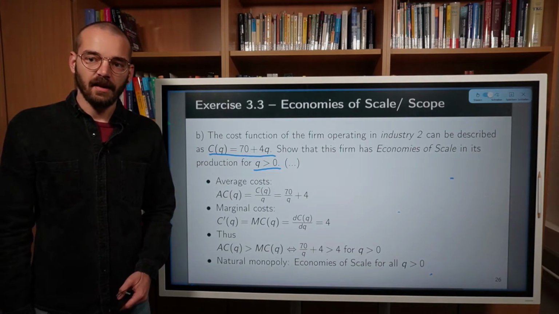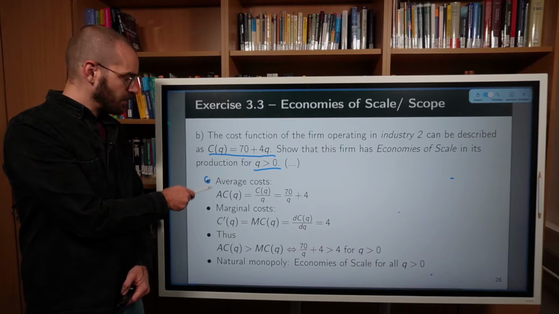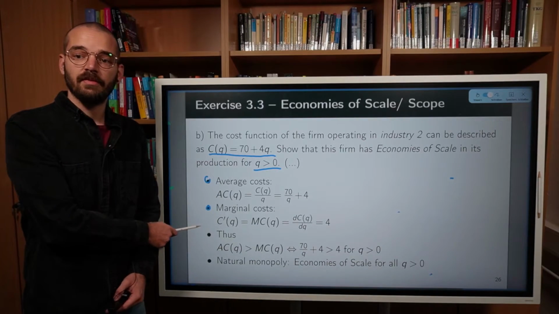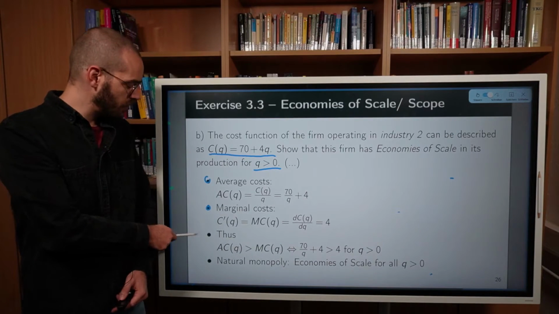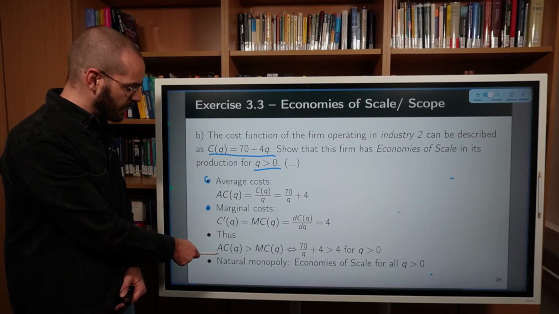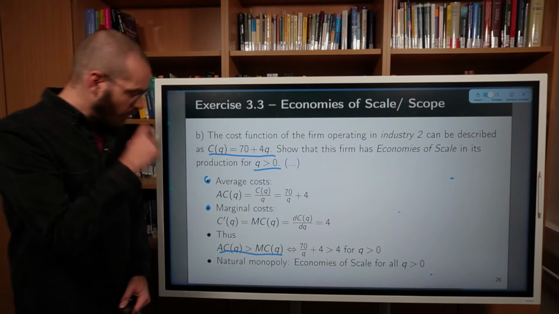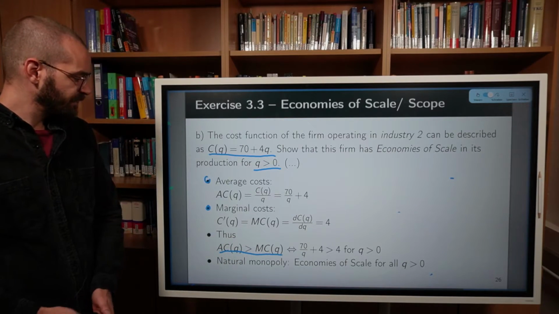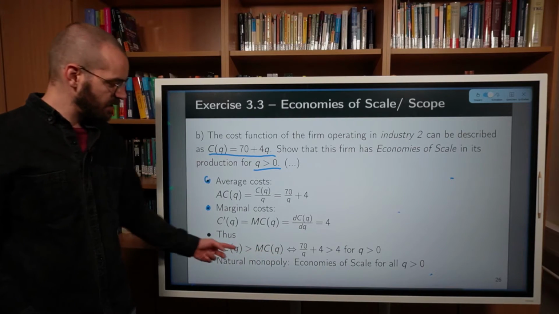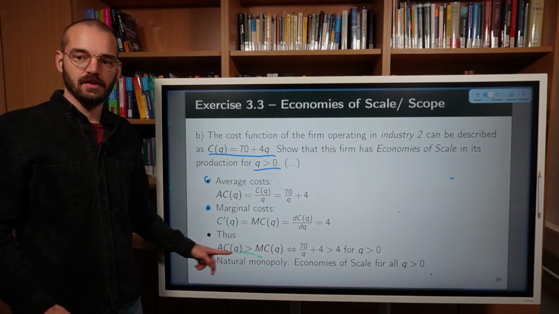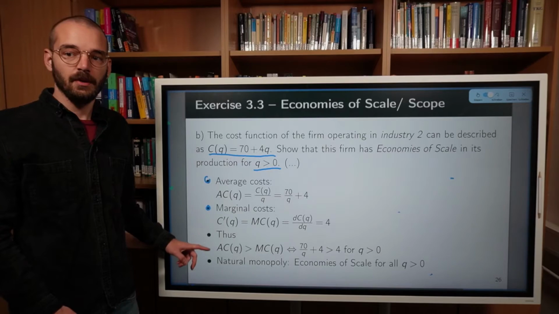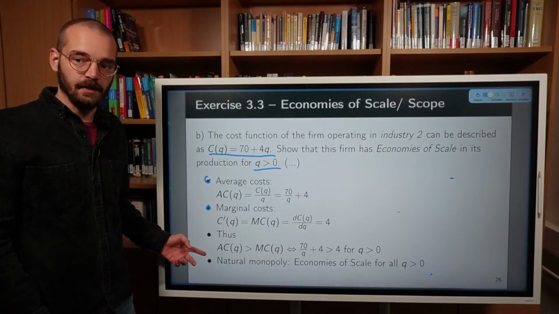We again have a look at the average costs, so the cost function divided by Q, and the marginal costs, so the first derivative of the cost function with respect to Q. And then we put these two into perspective. We ask the question, for which interval of Q is this expression true? Is the average cost larger than the marginal cost? Because if average cost is larger than marginal cost, we of course have economies of scale.